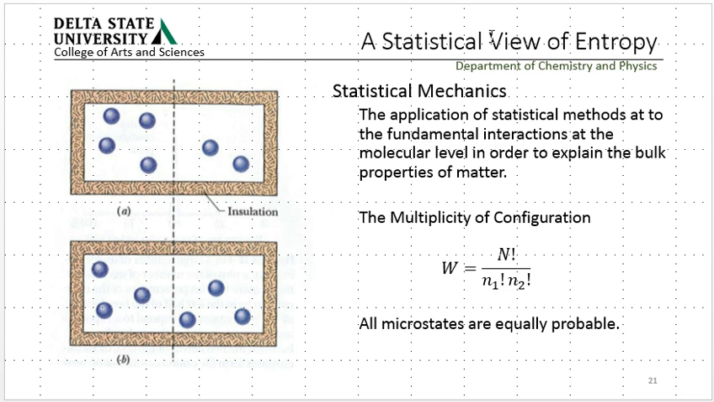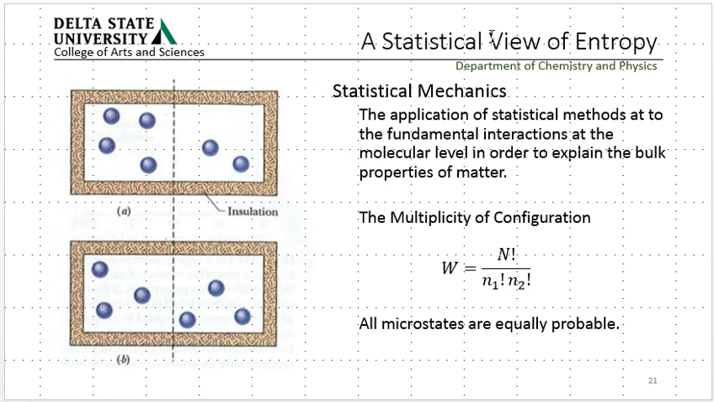Statistical mechanics is an application of statistical methods to the fundamental interactions at the molecular level in order to explain bulk properties of matter. So you take what happens between two molecules in a gas and use statistics and the physics of that interaction to describe what's happening overall in the bulk matter of the gas.